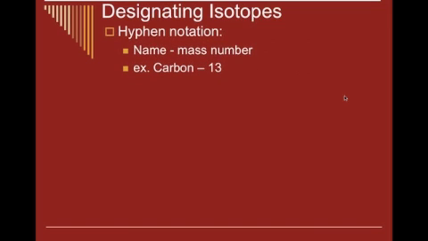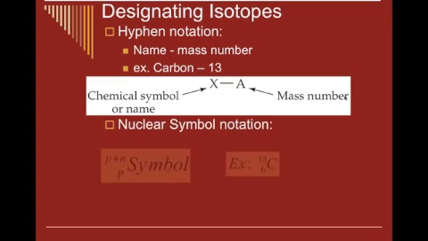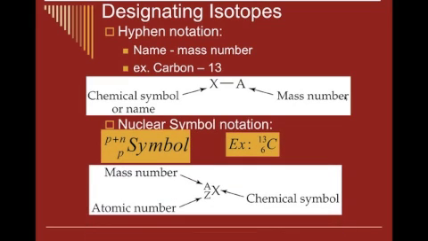Now, when we designate isotopes, there's 2 ways that we can designate them. We can either use hyphen notation, in which we write the name or the symbol and then the mass number that follows it. So for an example, just like from the last slide, we had carbon-13. 13 is the mass number, carbon is the element.